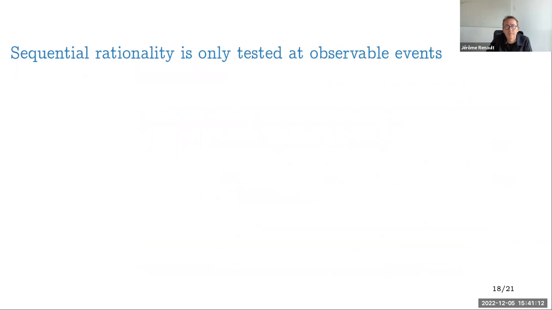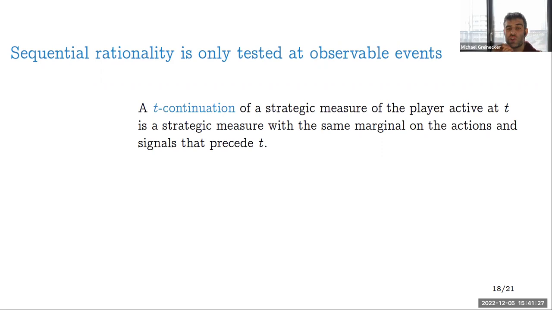Okay, so we want to test sequential rationality or sequential epsilon rationality in these events. Now, it's pretty clear what continuation strategies are, but here we work with strategic measures, so we have to find an analog. And we say a t-continuation of a strategic measure is a strategic measure that has the same marginal on things that happen before t, and then you can do whatever you want. So this represents a player who's forced to play according to the strategy before, and starting with period t, they can do whatever they want. In particular, starting with period t, we will look at whether the behavior is optimal.